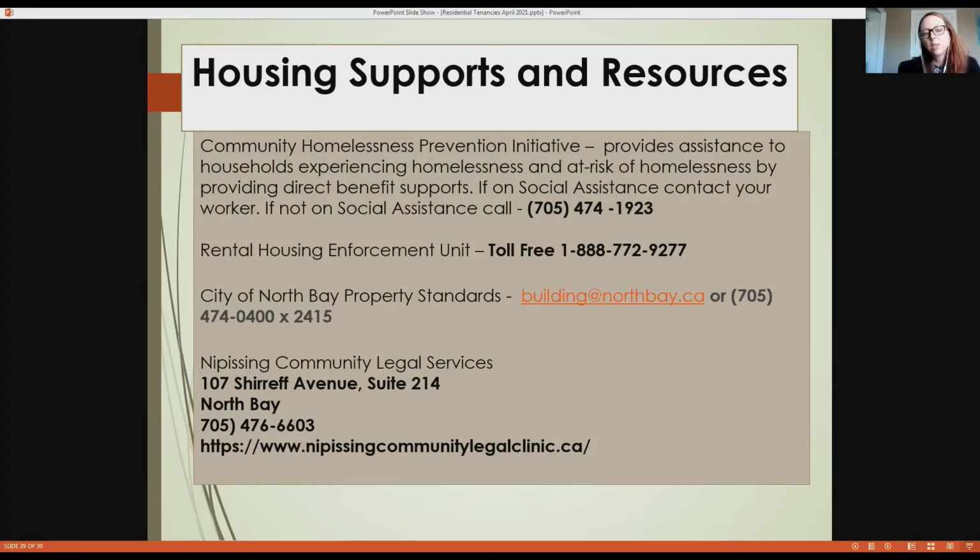I know that's a question we've assisted clients with over the years, whether they're allowed to have cats and dogs in their units, because there are some ads that you'll see on Kijiji that say no animals allowed.